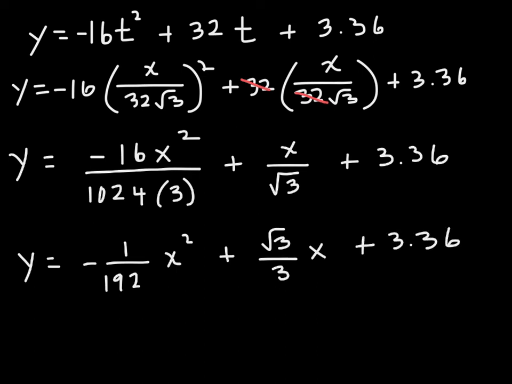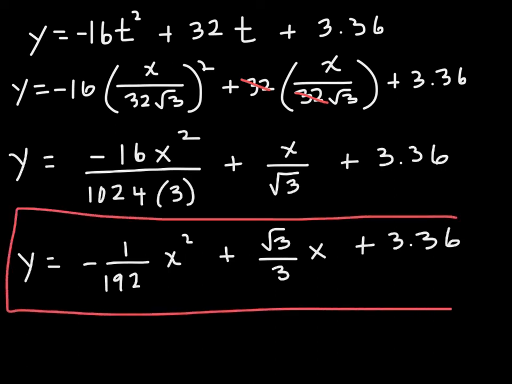This is a rectangular equation that models the path, right? So for this rocket, this is the answer for the first part, the rectangular equation that models its path. The next question in the problem says, what type of path does the rocket follow?